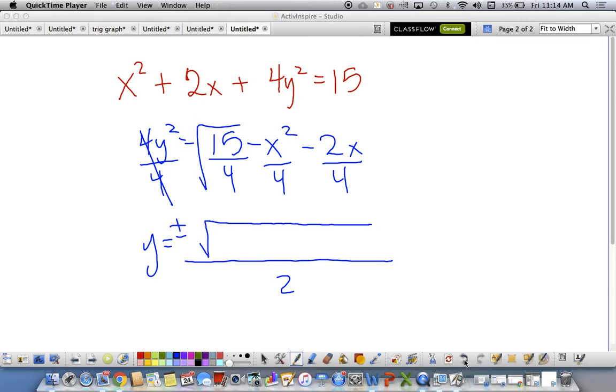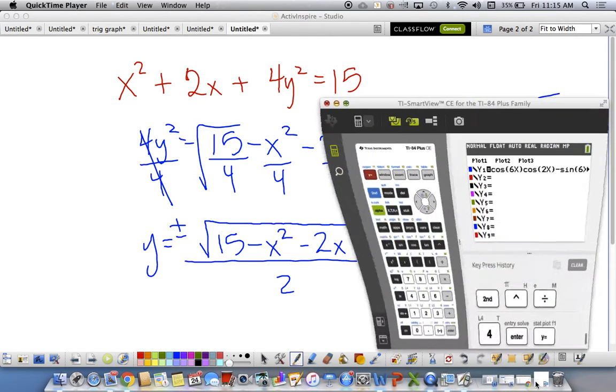Okay, so can I put the square root of 15 minus x squared minus 2x all over 2? Why is that over 2? Because I went ahead and took the square root of the denominator. The square root of 15 over 4 is equal to the square root of 15 over the square root of 4, and we already know the square root of 4. Can I say the positive is the up top and the negative is the bottom of the graph? Yeah. If we only plug in one, we can only have half.